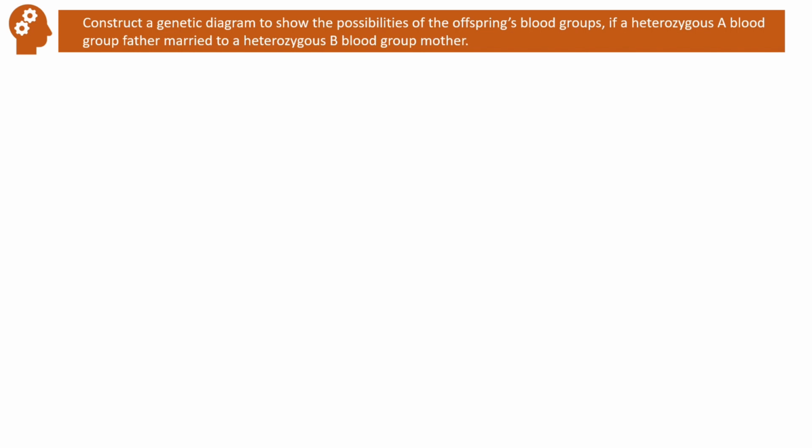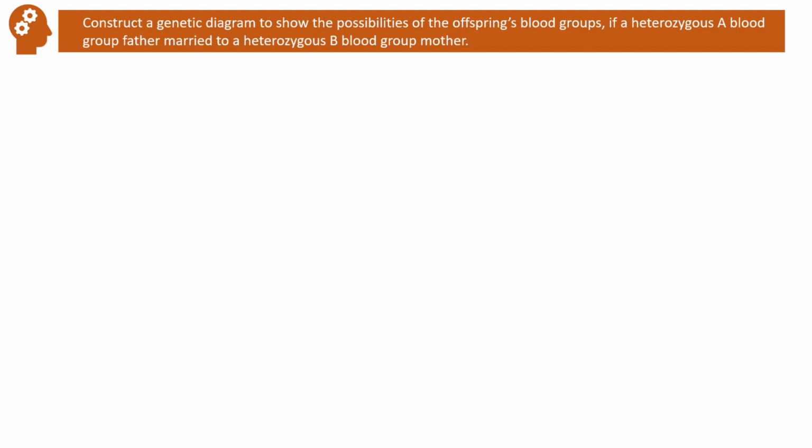An example of a question that can be asked is: construct a genetic diagram to show the possibilities of the offspring's blood groups, if a heterozygous A blood group father married a heterozygous B blood group mother. To answer this question, you need to construct a genetic diagram.